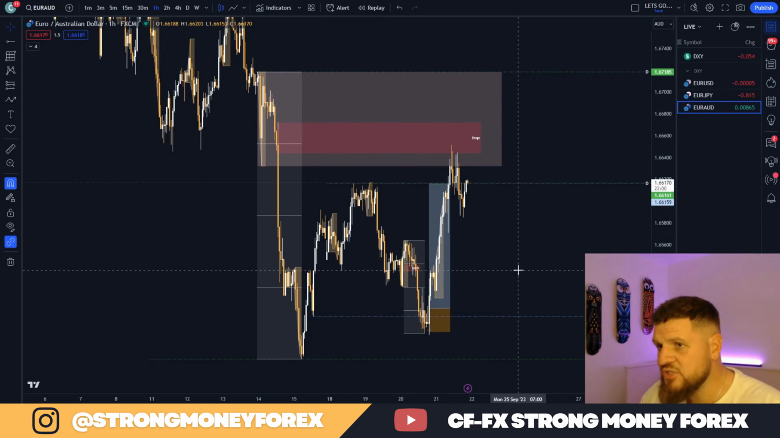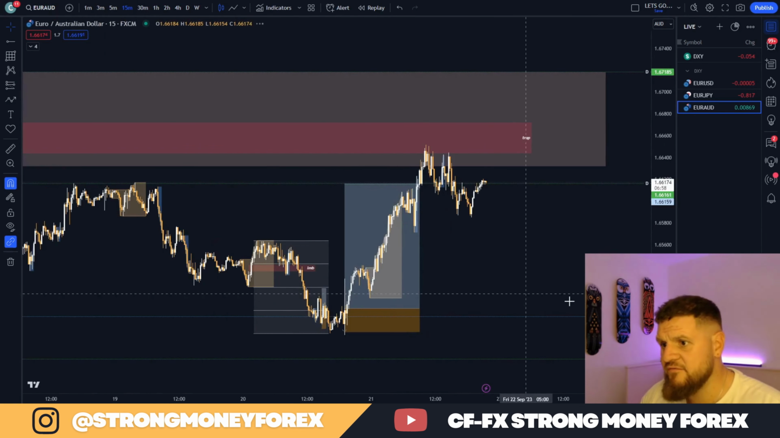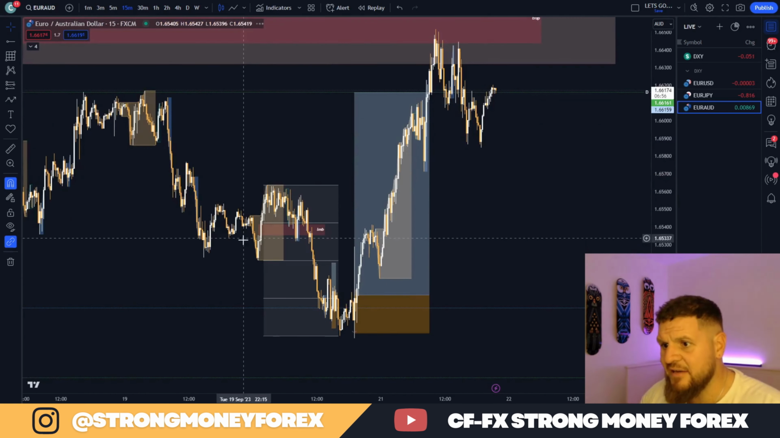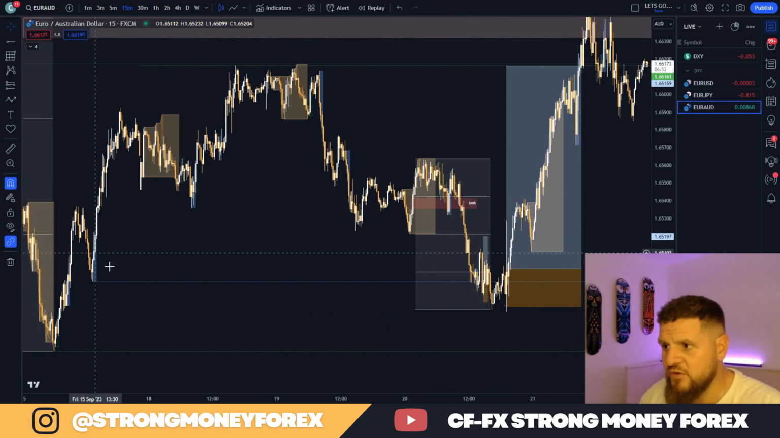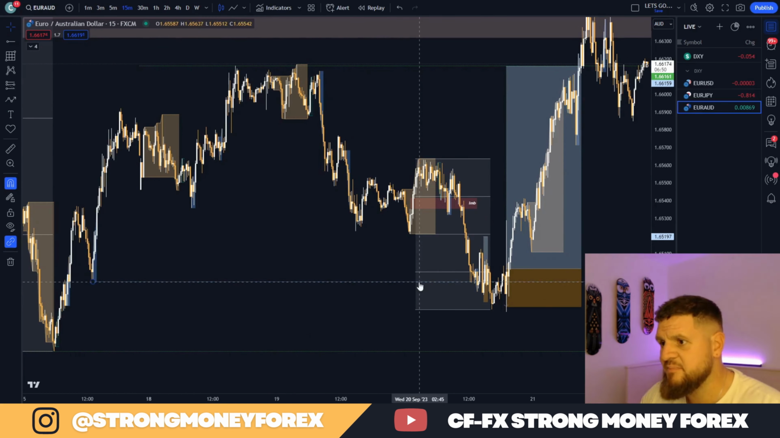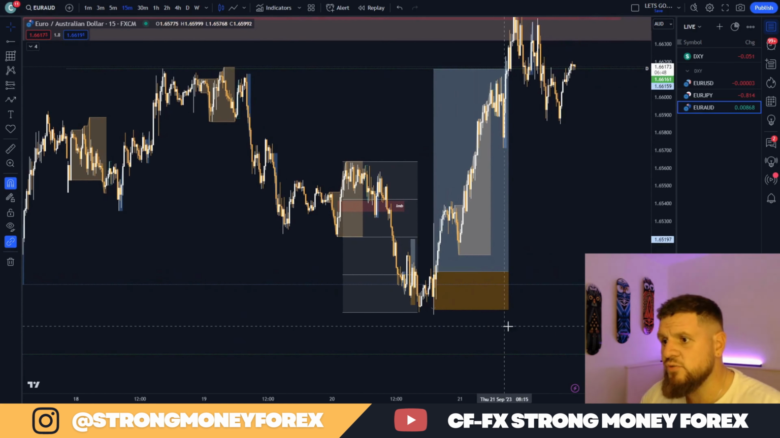So we had this push down. And if we drop down a time frame, you can see we had another leg down here. And what you can see has happened here to the left, we've got a liquidity point here marked by this blue line that price has stalled upon.